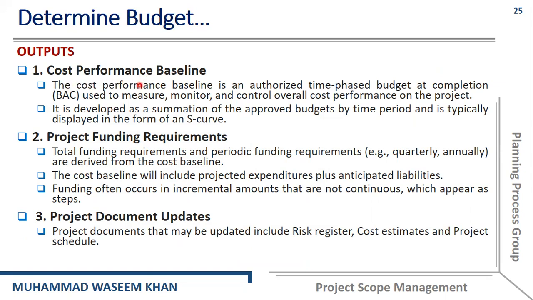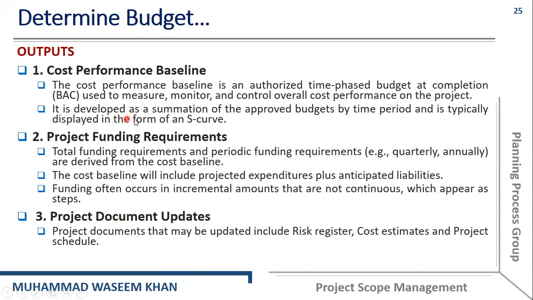The cost performance baseline is actually an authorized time phase budget at completion, which is used to measure, monitor, and control the overall cost performance on the project. So the cost performance baseline is an authorized time period budget at completion. And this budget at completion, that we have discussed in the previous graph, is used to measure, monitor and control the overall cost performance of the project.